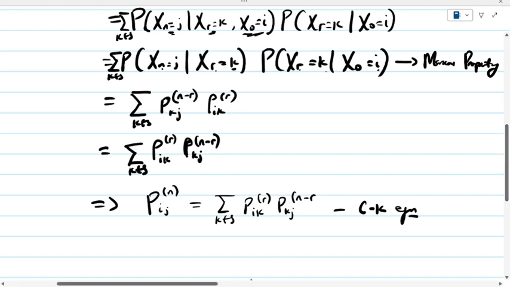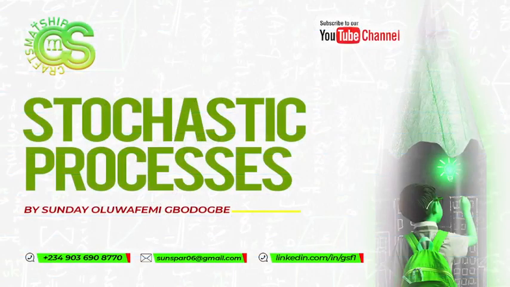So in our next video, we will see how to actually implement this particular equation and see that it's actually good in solving these n-step transition probabilities.